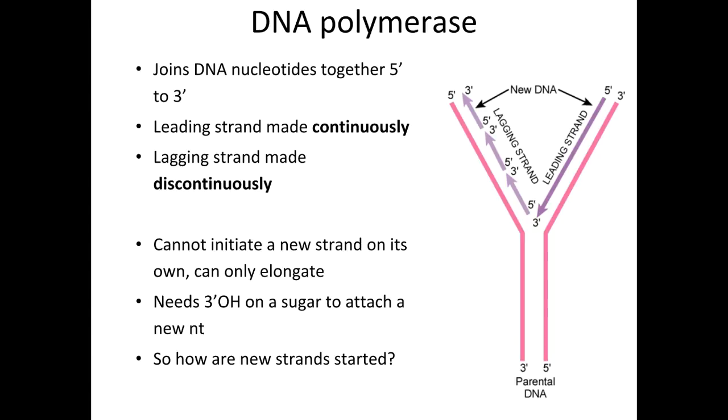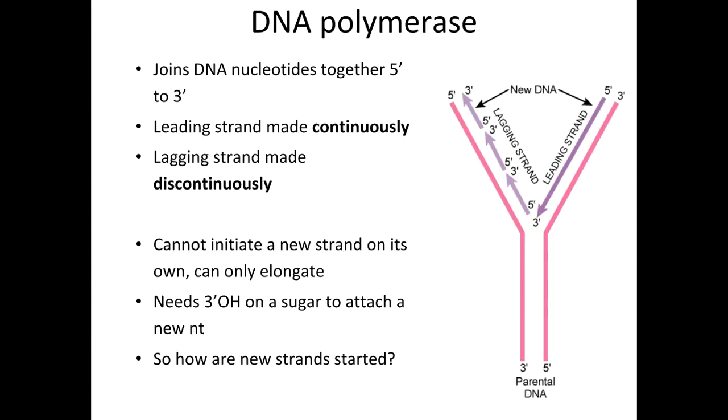However, the lagging strand, the other copy of your DNA, you can't just proceed linearly. And so what you end up with is a series of discontinuously made fragments. So whereas the leading strand is made just in one continuous fashion, the lagging strand is made in a series of small fragments over and over and over again. You can only add nucleotides onto the 3' OH.